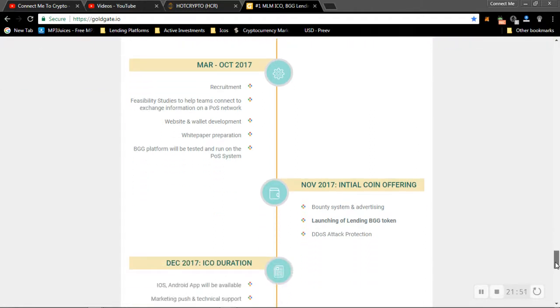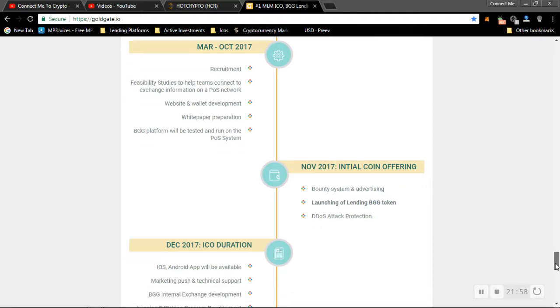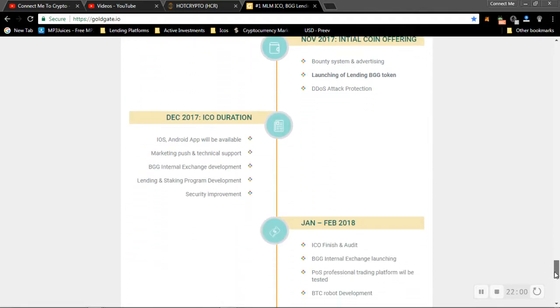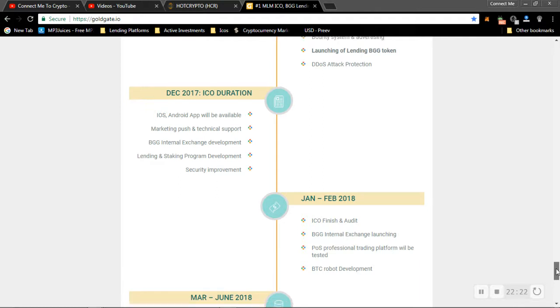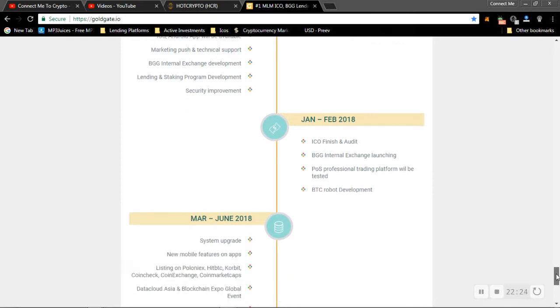November 2017, initial coin offering. So the bounty system and advertising, launching of lending BGG token, DDoS protection. December 2017, iOS and Android app will be available, marketing push and technical support, BGG internal exchange development, lending and staking program development, security implement improvement. Around January 2018, the ICO is finished and audit, BGG internal exchange launching, POS professional trading platform will be tested, and the BTC robot development.